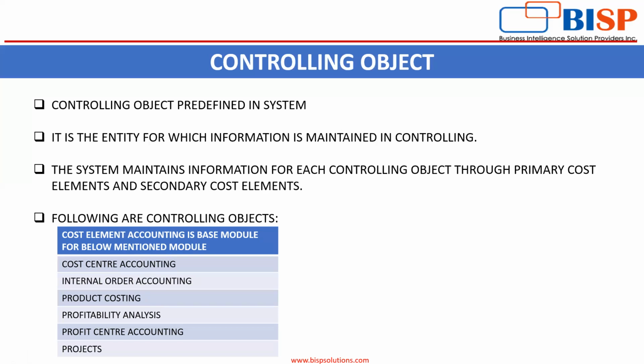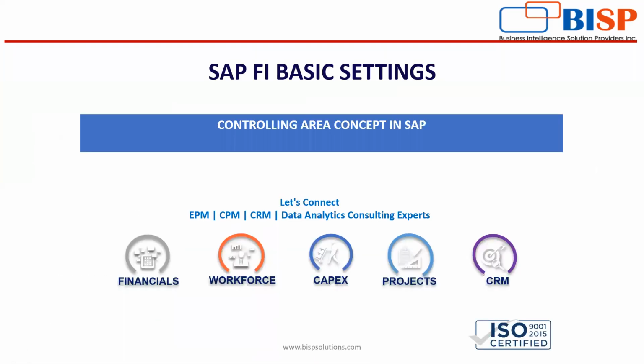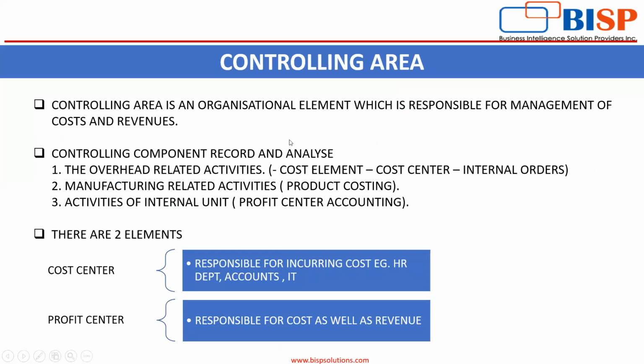Now, in SAP, controlling is done by maintaining a controlling area. We understood the concept of controlling, and now we maintain an area for that controlling. As we know the concept of the word controlling, maintaining a controlling area is nothing but an organizational element which is responsible for management of costs and revenues.